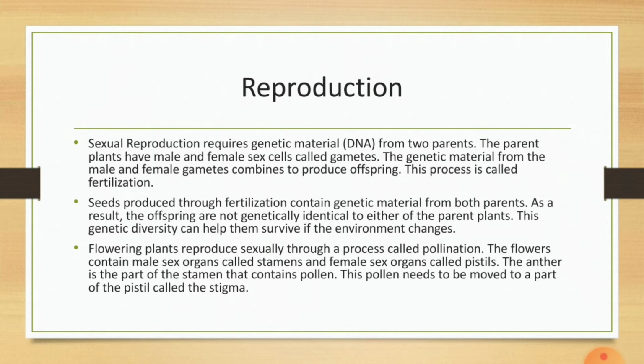Now let's move on to reproduction. Sexual reproduction in plants requires genetic material, DNA, from two parents. The parent plants have male and female sex cells called gametes. The genetic material from the male and female gametes combines to produce offspring. This process is called fertilization. Seeds produced through fertilization contain genetic material from both parents. As a result, the offspring are not genetically identical to either of the parent plants. This genetic diversity can help them survive environmental changes.